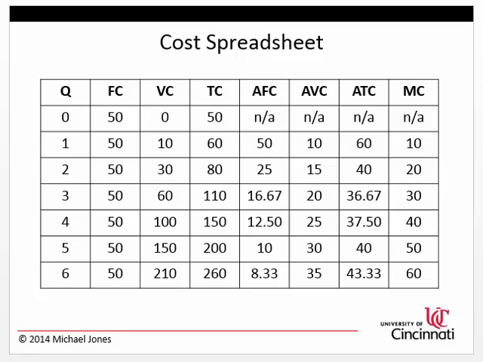So given all this information, you should be comfortable with being able to solve for the various cost identities, given enough information to solve the problem.